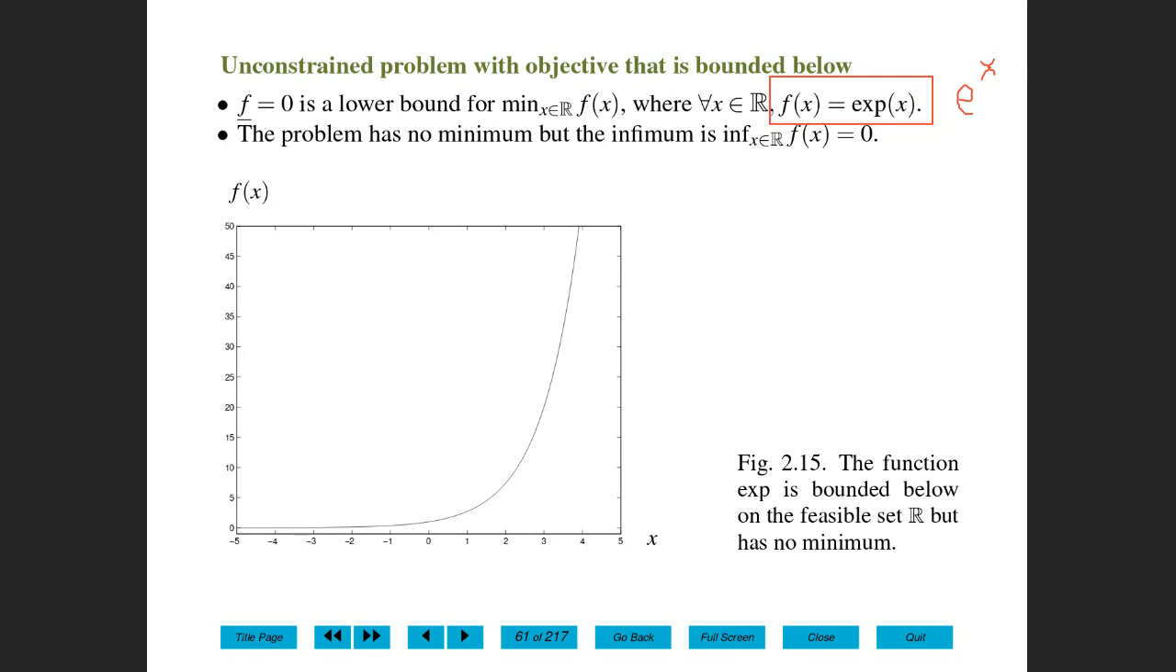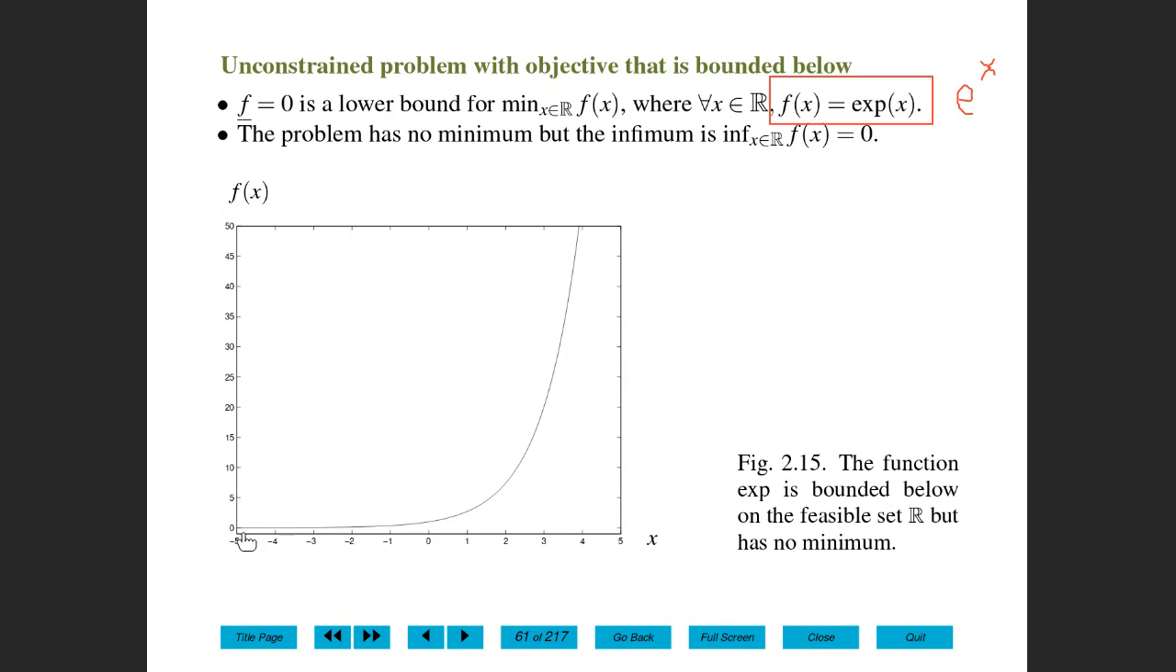In this case, this is very interesting, because as the value of x increases, f of x also increases. But as x decreases, f of x decreases as well. But it will approach 0, and it will not equal 0. So in this case, if you look at the minimum, can you tell me, is it 0?